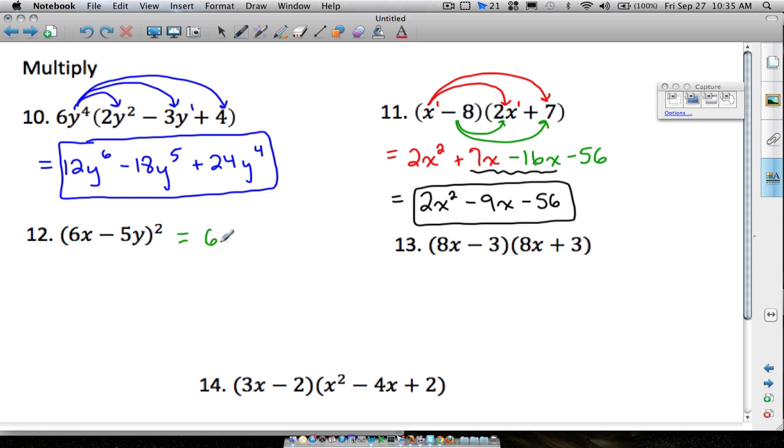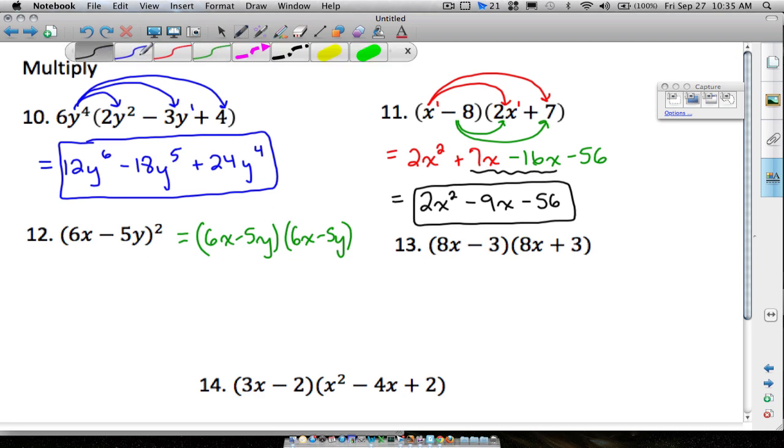We can write this as 6x minus 5y times 6x minus 5y. That's what it means to square something. You multiply the thing times itself. With it written like this, we're going to carry out our operation like what we did up here, because we have two terms times two terms. So doing that, 6x times 6x, that's going to be 36x squared.